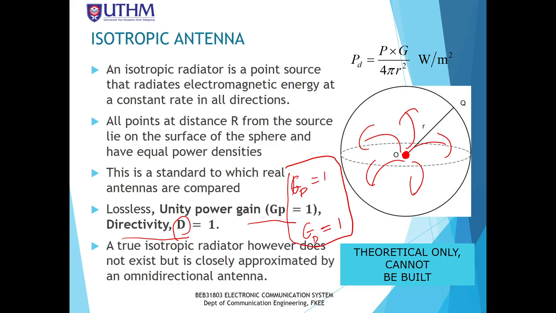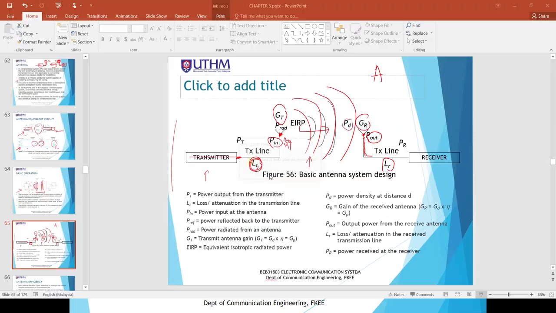This reference antenna, this isotropic antenna, has both of the gains equal to 1. Okay. So, I think that's all for now.